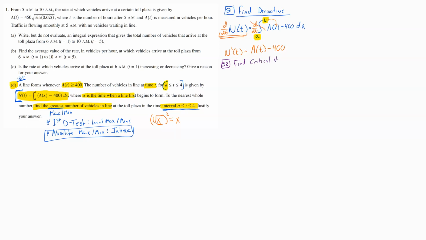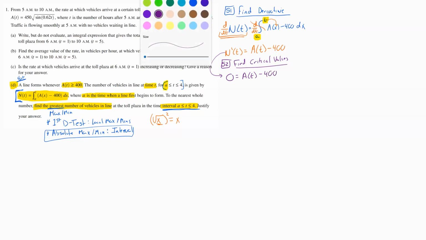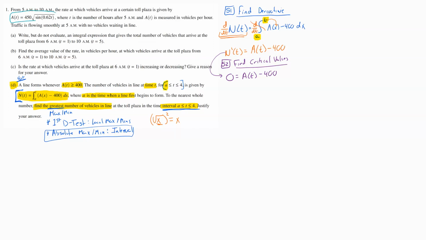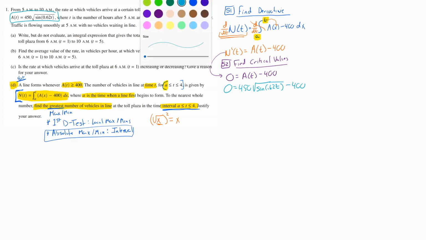Critical values occur when your first derivative equals 0. So we have our first derivative, and now we just need to set it equal to 0. We know A of t, the equation they started us with back at the beginning, so we can plug that in here: 450 square root of the sine of 0.62 t, and then minus 400. Lucky for us, this is a calculator required section, which is going to make solving that little algebra problem quick and easy.